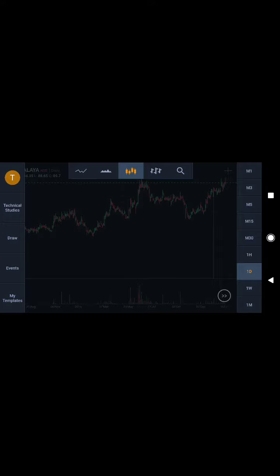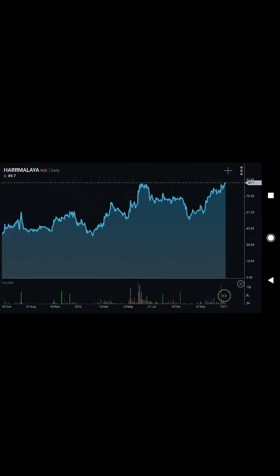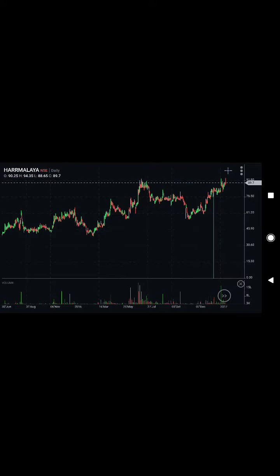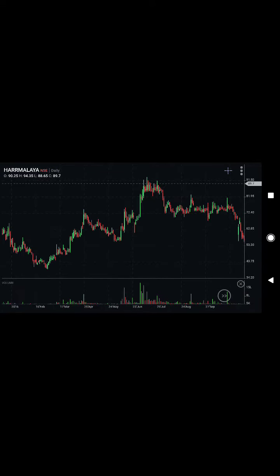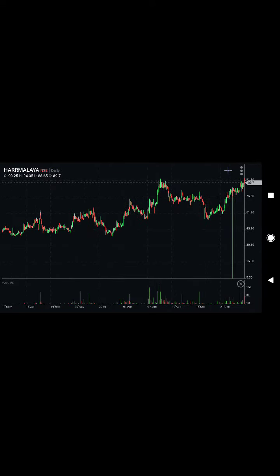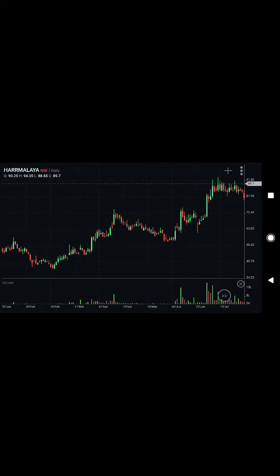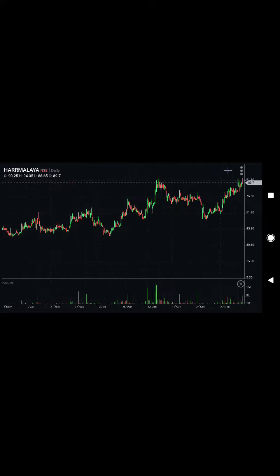On the top side you have a line chart, the area chart, the candlestick chart. If you zoom you can see the candles. Use two fingers to zoom in and zoom out. And then the bar chart, the open, high, low, close chart.